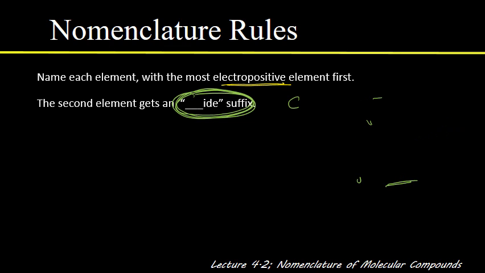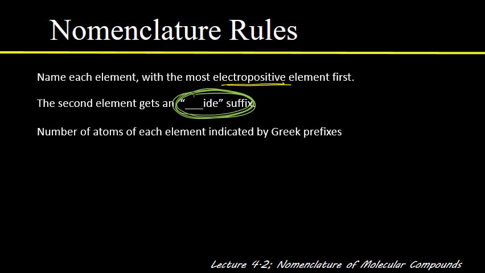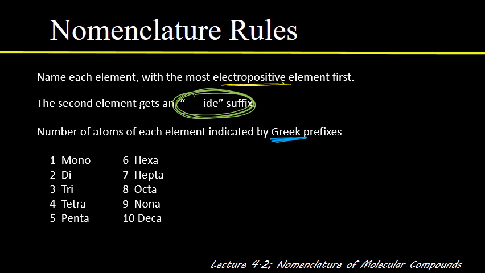All right, and then the third rule is you have to be able to indicate the number of each atom. So we've got this table here with a bunch of Greek prefixes, and these prefixes give you the number of each atom in the molecule. A lot of these are things that you're familiar with. You know, a hexagon has 6 sides. Hepta, maybe you're not quite as familiar with that. 8, octa, like an octopus. So these are mostly prefixes that I hope are fairly familiar to you at this point.